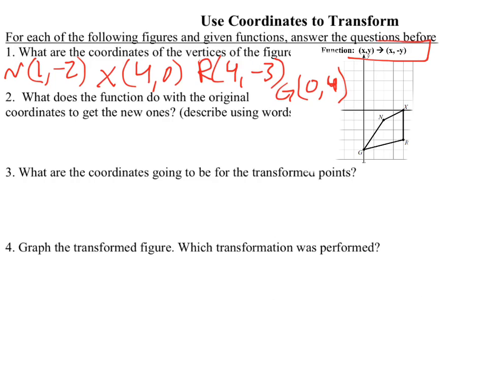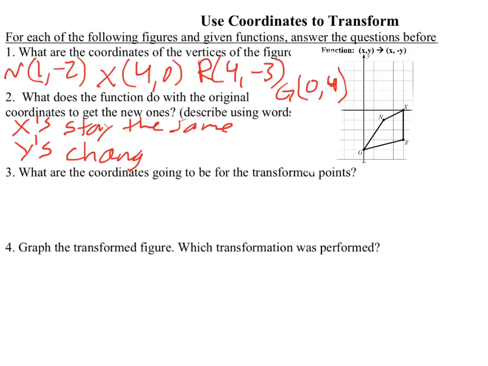Next, look at your function and describe what it does using words. So I know (x, y) is going to (x, negative y), so the x's stay the same. And then the y's are changing the sign. That's what the little negative in front says to do. Y's change sign. And then that's it for that one.